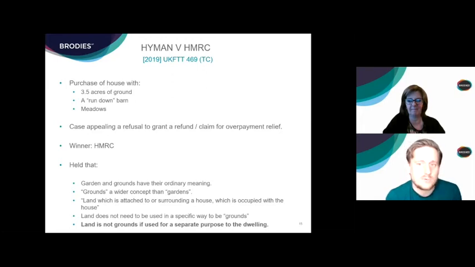Ultimately, HMRC were successful in arguing that this entire transaction taken together was residential. In other words, that the barn, the 3.5 acres, and the meadows were part of the garden and grounds. The tribunal here said a few interesting things in coming to side with HMRC.